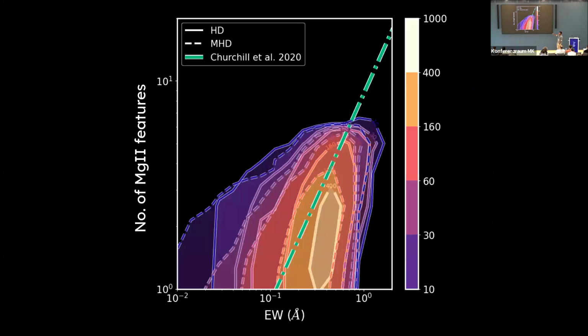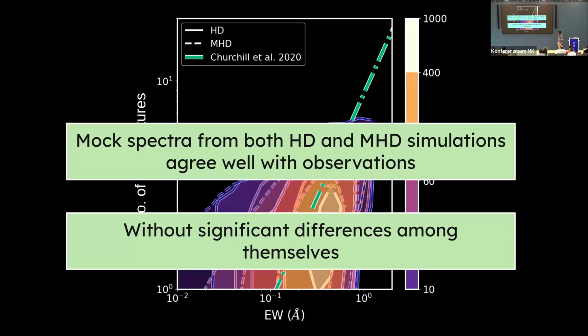We also looked at carbon-4, but I will mostly show the magnesium-2 results. What we tried to compare it with were the results from Churchill 2020, where they use HST COS data to compare the number of magnesium-2 features in a complex with the total equivalent width. Unfortunately, we don't find a difference between the case with and without magnetic field, so they were almost indistinguishable, but both of them seem to match the Churchill 2020 result, which was kind of surprising given how simple the setup was. And we saw a very similar relation also with our carbon-4 mock spectra, and even with different spectral resolutions. So this could point to a more fundamental origin of this relation.